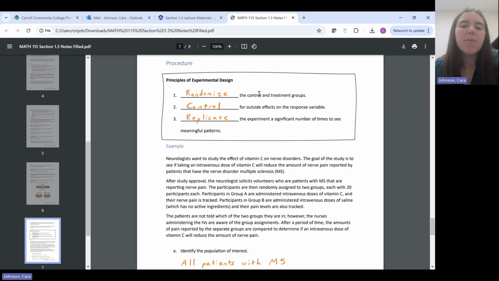Okay, so principles of experimental design. This is sort of how it's conducted. You're going to randomize the control and treatment groups. You control for outside effects on the response variable as much as you can, and then you replicate the experiment to see any meaningful patterns. So assign your control and treatment groups, control as much as you can for any confounding variables, and then of course you want to do it multiple times just to see how that goes.